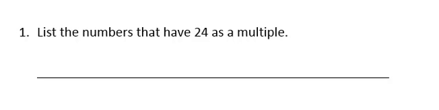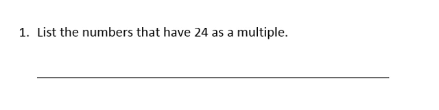This tutorial is for 4th grade, Module 3, Lesson 24. In this lesson, we're going to look at the difference between multiples and factors of a number. The first question asks us to list the numbers that have 24 as a multiple. What that means is, what numbers can I multiply by other numbers and get 24 as a product?